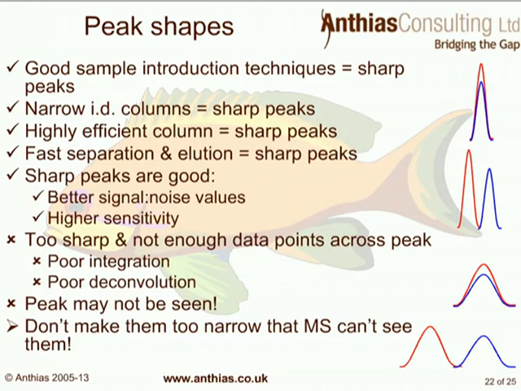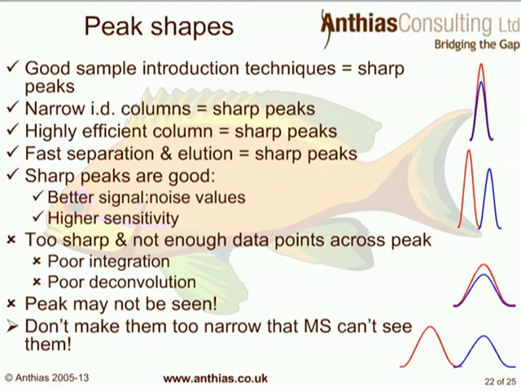Sharp peaks generally in chromatographic separation are good because they give us better signal-to-noise values and a higher sensitivity. But if our peaks are too sharp, we will not get enough data points across the peak if our mass spectrometer cannot analyse the data fast enough. If we don't have enough data points, we get poor integration and also poor analytical resolution or deconvolution. The worst case scenario is we actually miss the peak to start with.